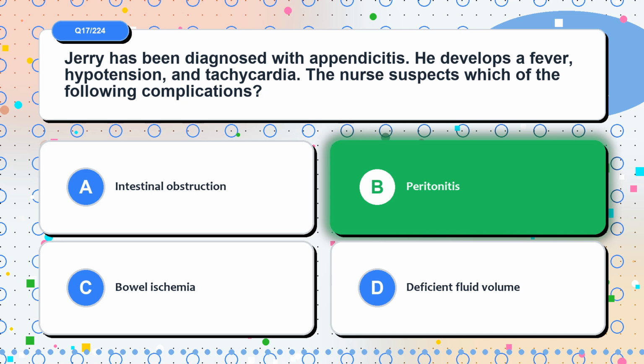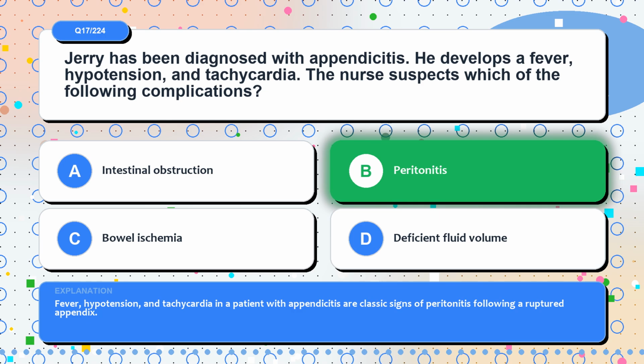The correct answer is option B. Peritonitis. Fever, hypotension, and tachycardia in a patient with appendicitis are classic signs of peritonitis following a ruptured appendix.